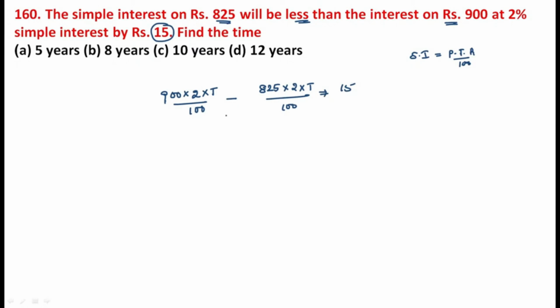Now here you just find the difference. See, 900 and 825, 2 is common, and the difference of 900 and 825 is 75. Now the value becomes 15 into 100. 15 ones are 15, 15 fives are 75, and dividing by 75 times 2 gives 10. Now the value of T is exactly equal to 10 years.